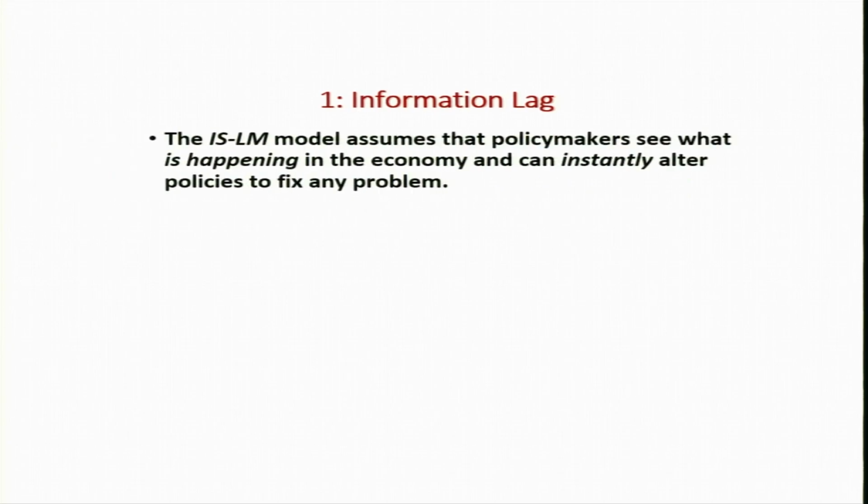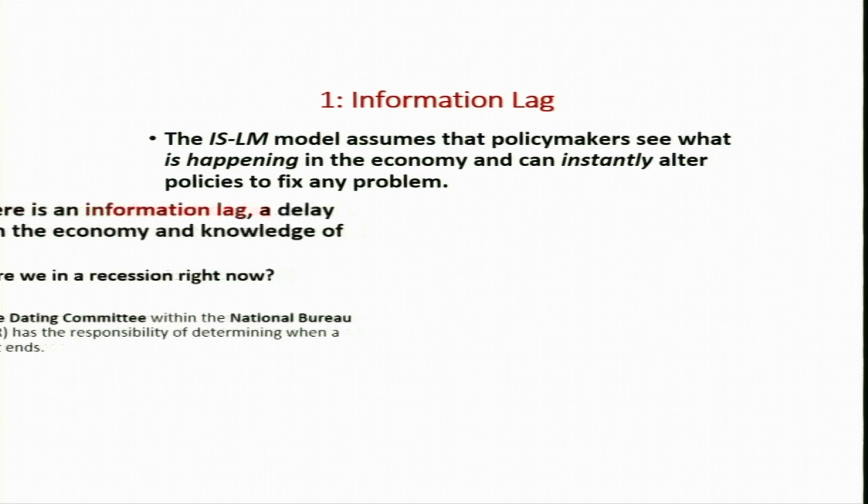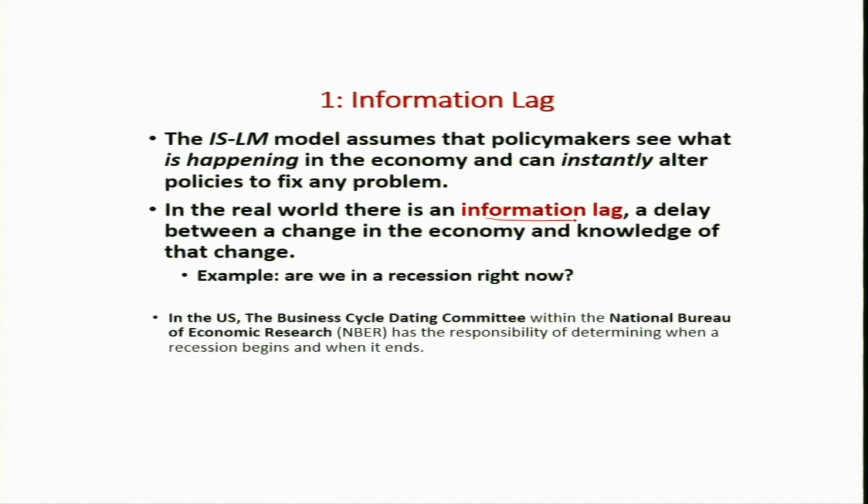There are several lags. One of them is called the information lag, because the IS-LM model assumes that policymakers see what is happening in the economy and can instantly alter policy to fix any problem. It was so easy for us to use the IS-LM framework to see that when government expenditure increases, aggregate demand is going to increase and aggregate supply is also going to increase. That assumes policymakers can see what is happening in the economy, but in the real world this is not true. There is an information lag, for example, a delay between a change in the economy and knowledge of that change.